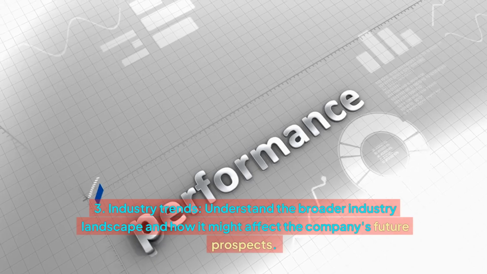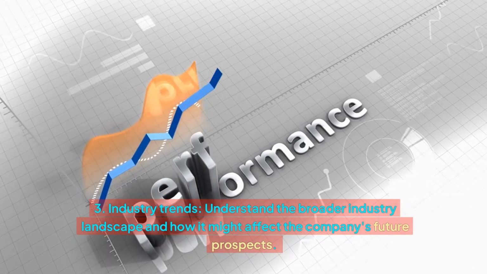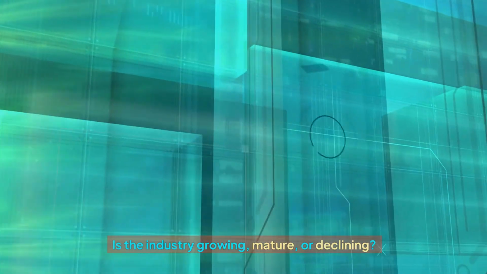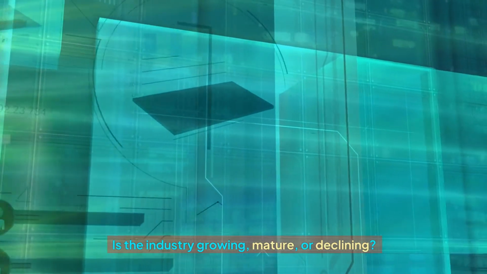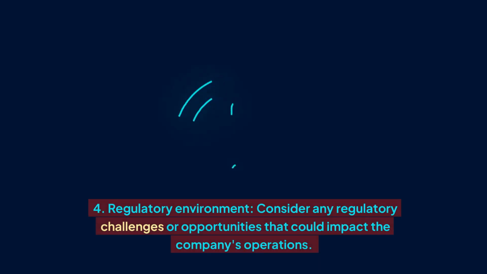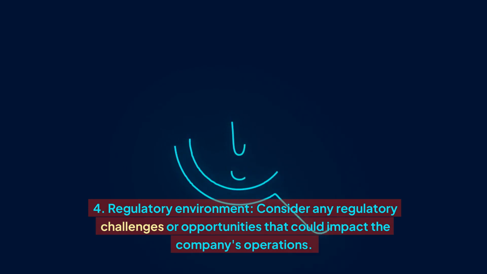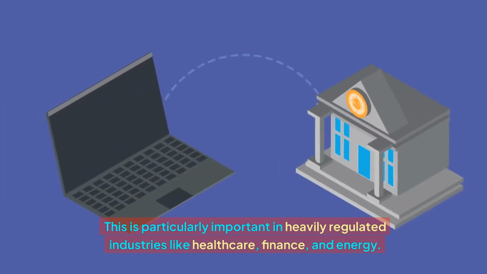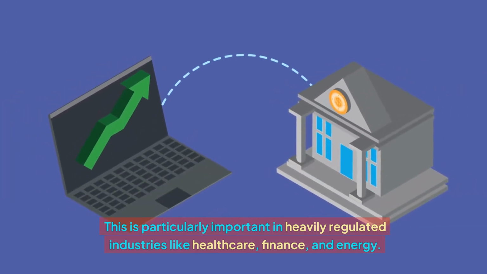3. Industry trends. Understand the broader industry landscape and how it might affect the company's future prospects. Is the industry growing, mature, or declining? How is technology disrupting the sector? 4. Regulatory environment. Consider any regulatory challenges or opportunities that could impact the company's operations. This is particularly important in heavily regulated industries like healthcare, finance, and energy.